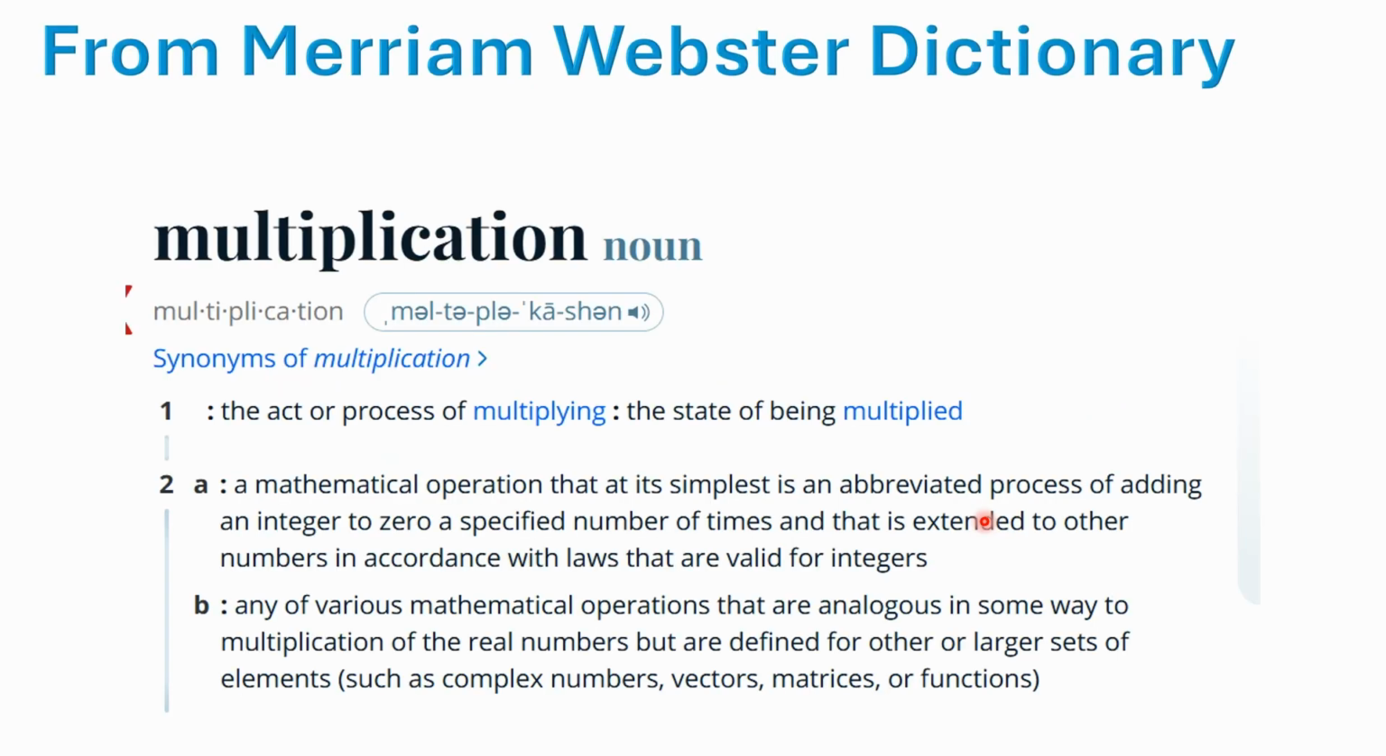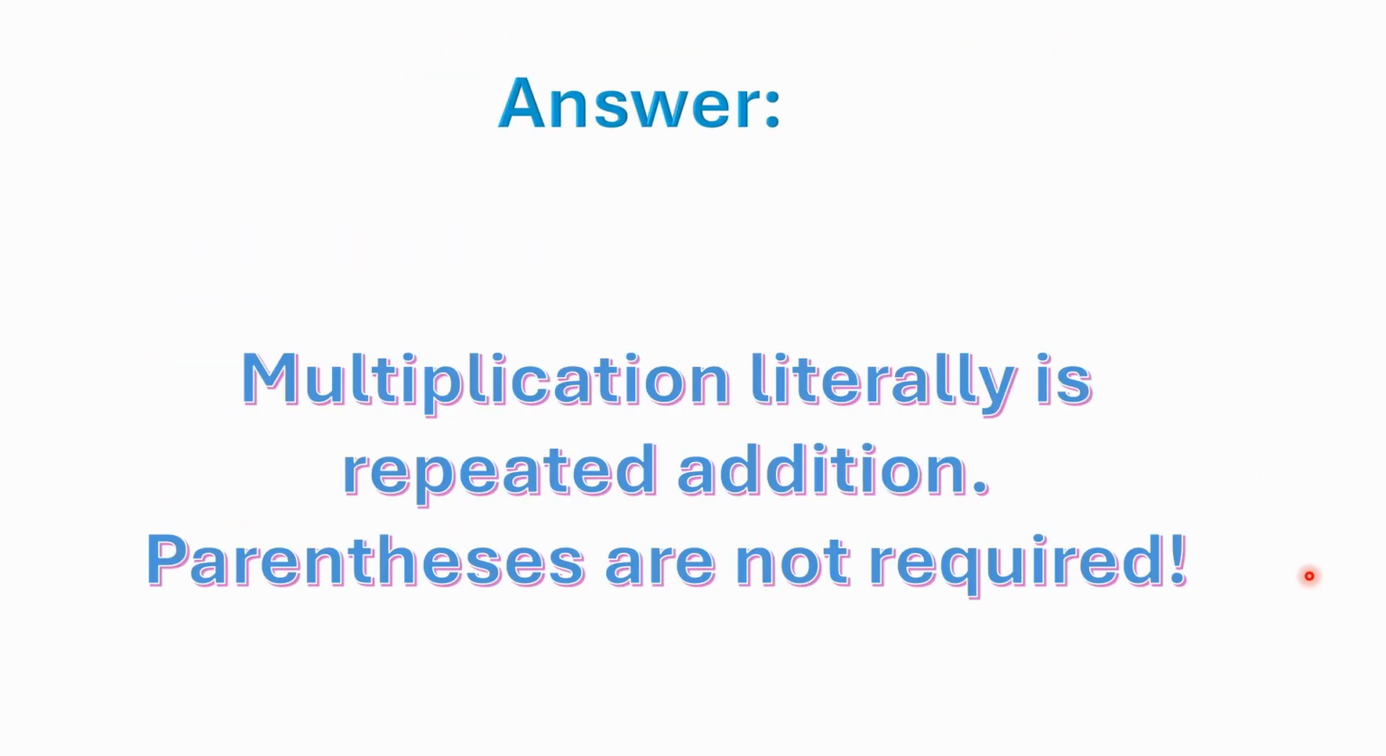It already has precedence. And you can look up the definition of multiplication if you want to. I can simplify this definition for you and basically just tell you that multiplication literally is repeated addition. Parentheses are not required to give it precedence. You already need to solve that multiplication first. You either multiply or you convert that multiplication to equivalent addition. Either way, you need to take care of that before you add and subtract, unless that addition and subtraction is within parentheses. We're going to get into that.